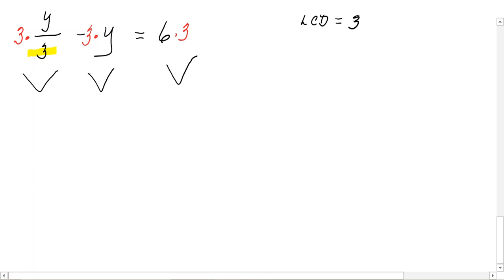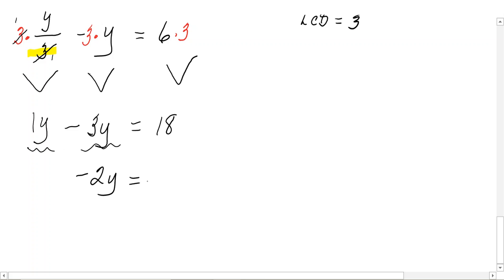But when it is a fraction, the denominator of 3 goes into itself once, and it goes into 3 once, and you're left with y. The next one, not a fraction, just multiply. That's 3y. Equal sign. 6 times 3 is 18. I have like terms. I subtract. There's an invisible 1 there, so I end up with negative 2y is 18. Divide by negative 2. And y is positive divided by negative gives me negative 9.